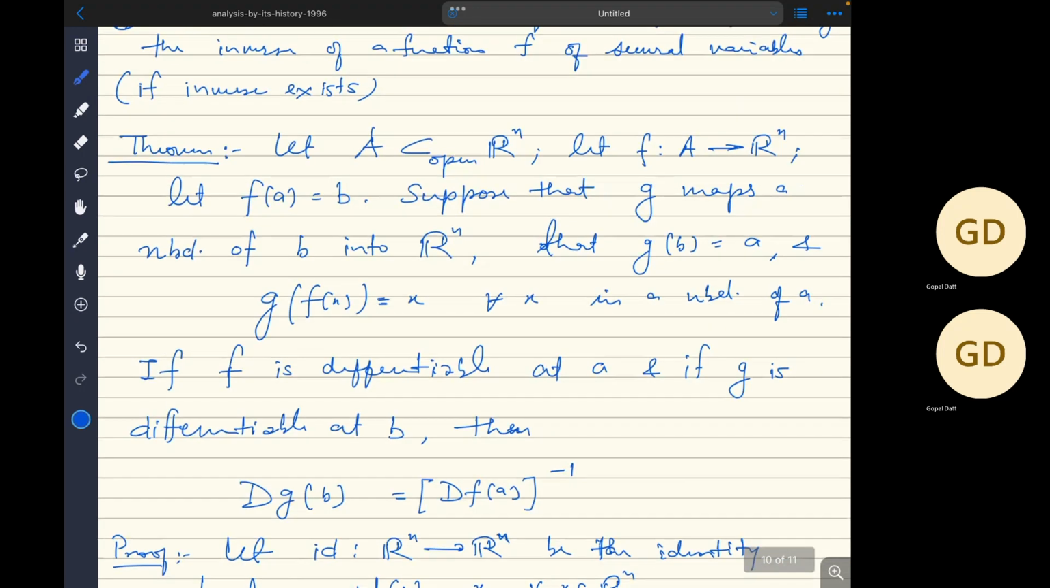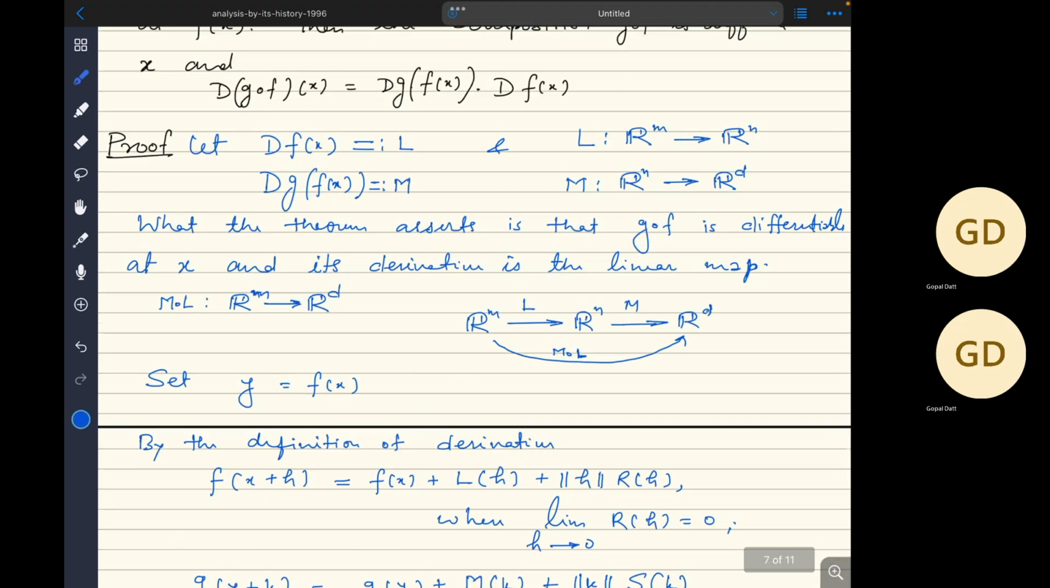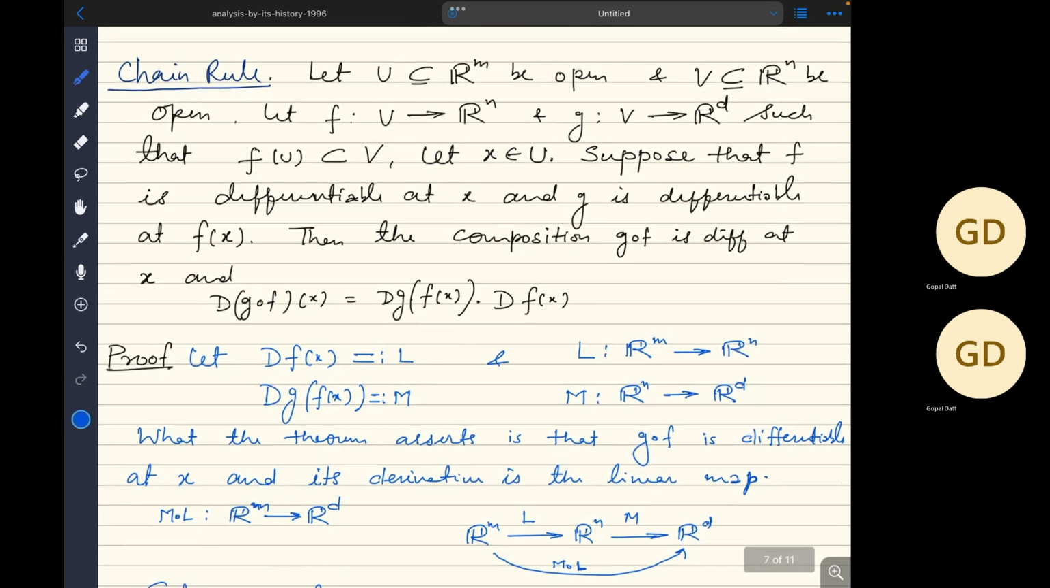So what we have seen today is a proof of the chain rule and a consequence of the chain rule. Okay, so let me stop here.